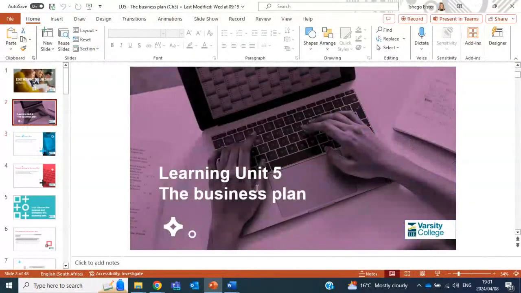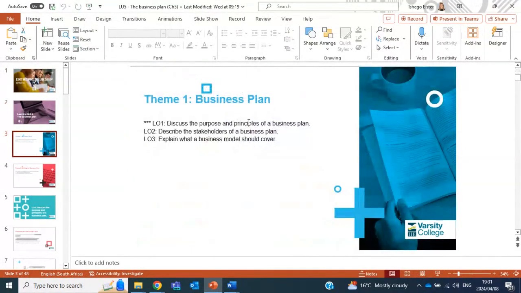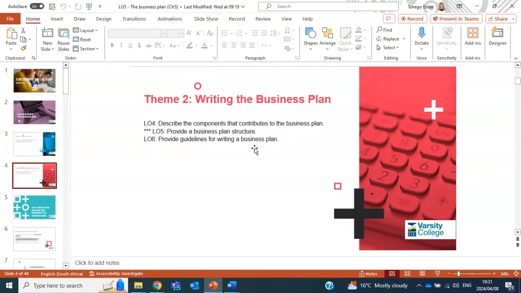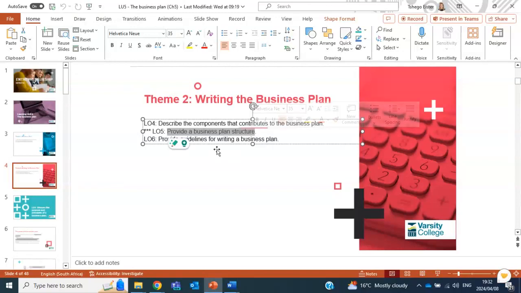Part of the learning outcomes in learning unit 5 is discussing the purpose and principles of a business plan. Then we need to describe the stakeholders as well as explain what a business model should cover. And then the components that contribute to the business plan, and more importantly, provide the business plan structure.